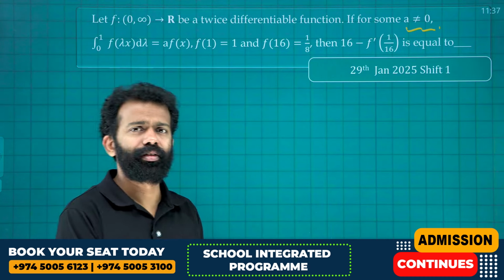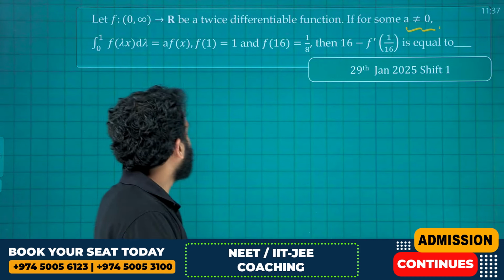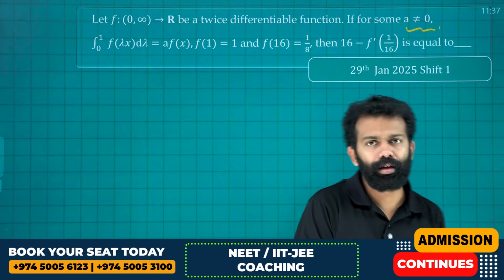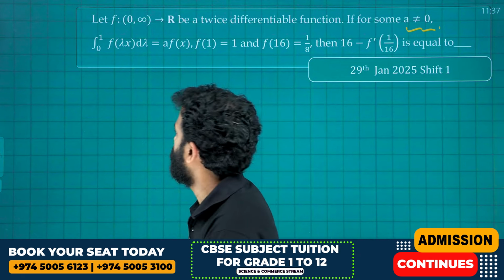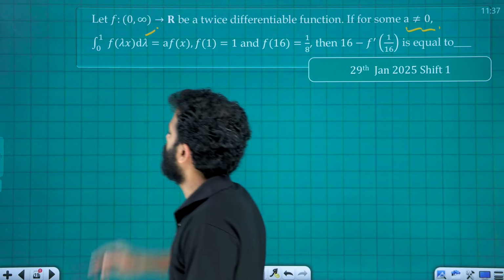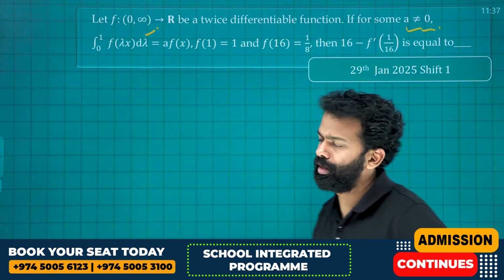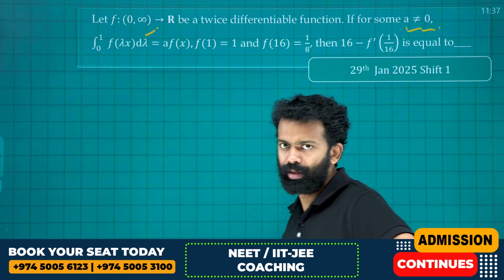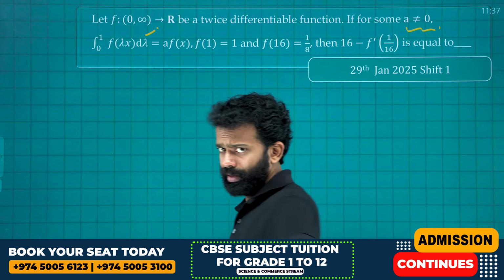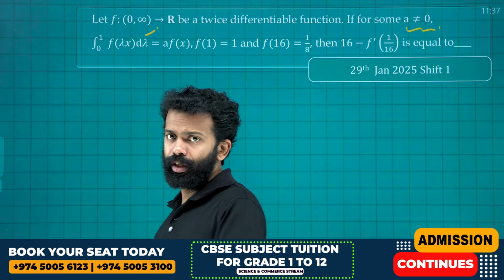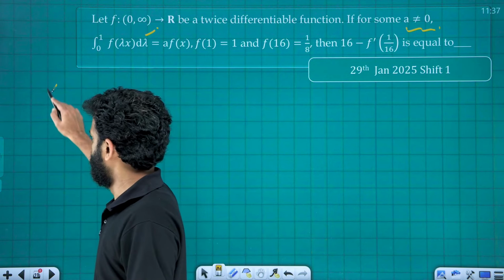How are we going to find that? See, it's a bit tricky question, but doable one. Let's formulate from this one. That is 0 to 1 f of lambda x d lambda, right? Therefore, the integrating variable is lambda there. Therefore, we can do one thing. Just put lambda x is equal to t. We can change the parameter.